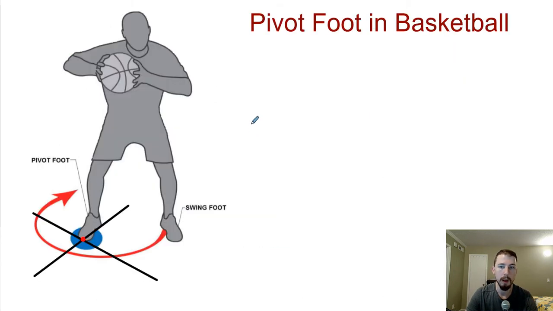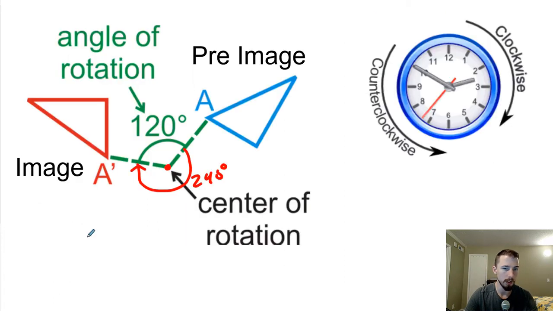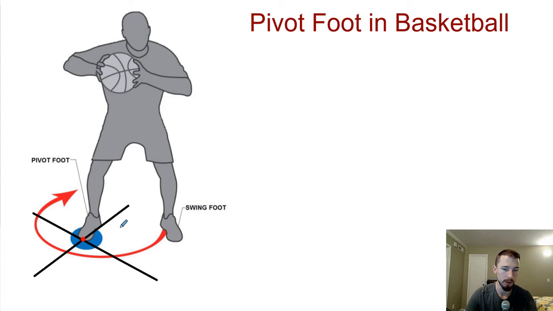All right, you also see pivot in basketball. So your pivot foot's going to be kind of your point of center of rotation. Then your swinging foot is going to be what's actually rotating it. Then however far you rotate it about your pivot foot is going to be your rotation, so the image. So wherever you start out, that's your pre-image, and then after you do your pivot, that would be the image of the rotation.